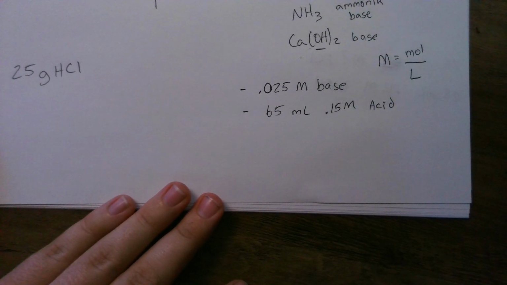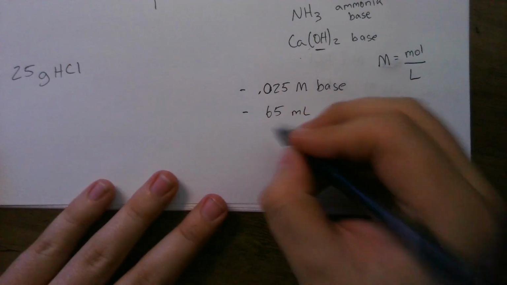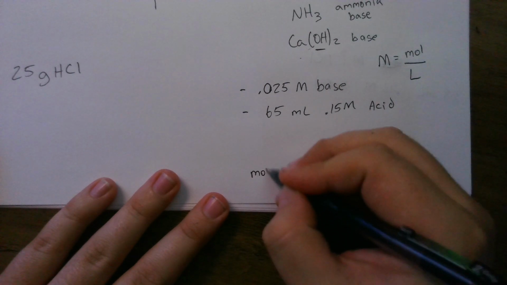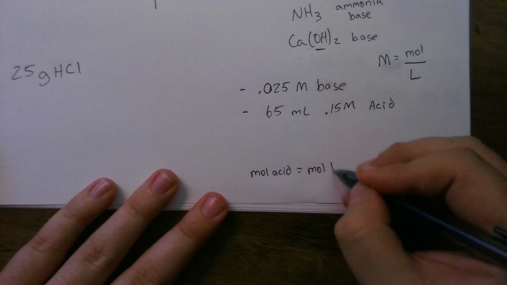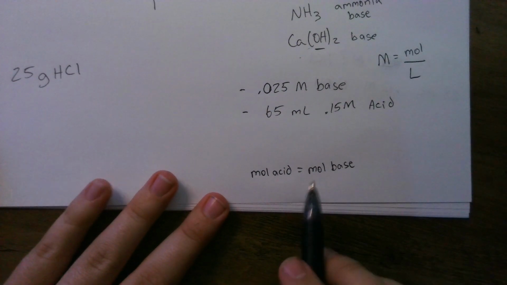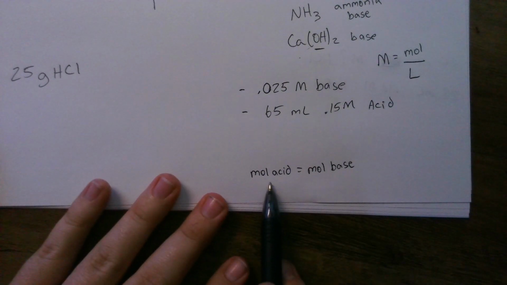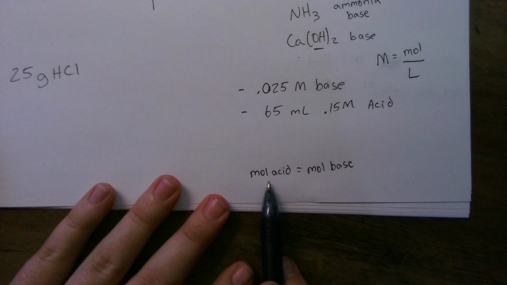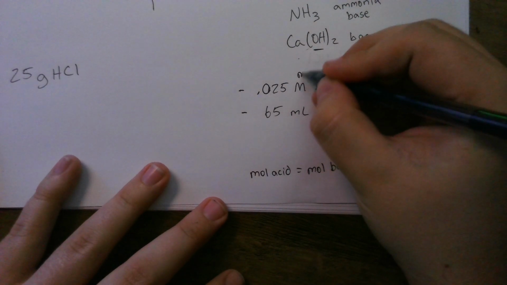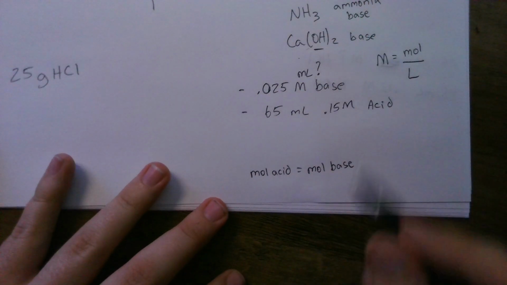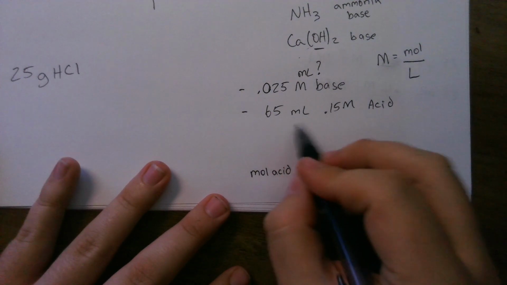Okay, it says that these things completely neutralize each other. What that means, that extra piece of information, is that the moles of acid that you find is exactly equal to the moles of base you have. And that just means if you're somehow able to find the number of moles of acid you have, you can also know how many moles of base. You know that they're equal because they completely neutralized each other. Now, the question wants to know, how much base do I need to neutralize this much acid?